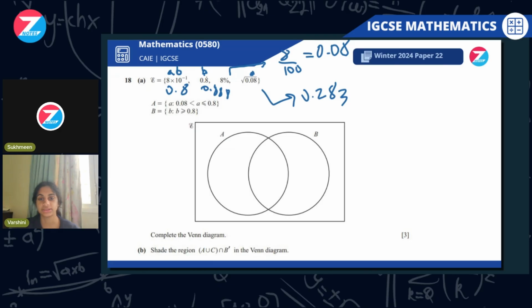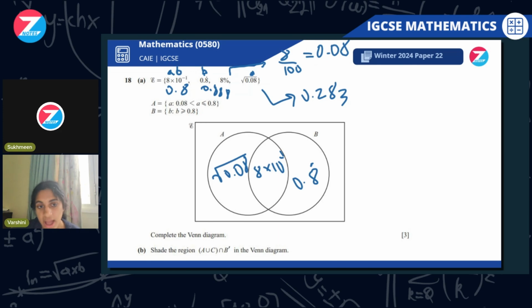So now that we know which of all of them our values belong to, we can start putting them in here. We know that this one belongs to A and B, so that's going to be in the intersection. Over here we can write 8 into 10 to the power minus 1. And over here in A, this one belongs to A, so we can write root 0.08. And over here in B, the only one that belongs to B is 0.8 with the dot above.